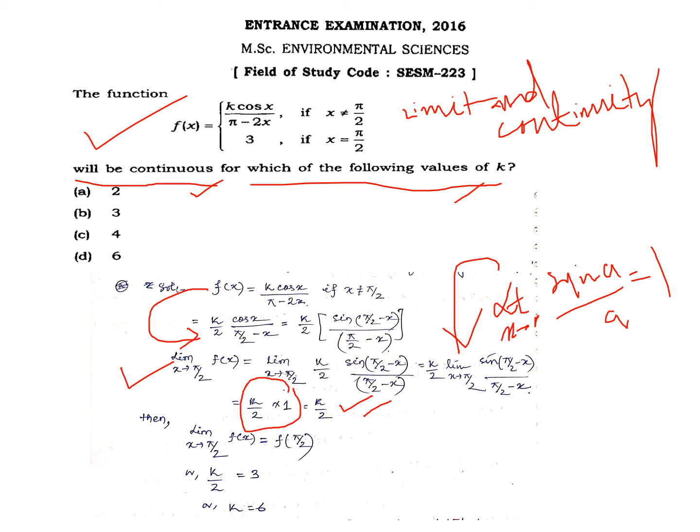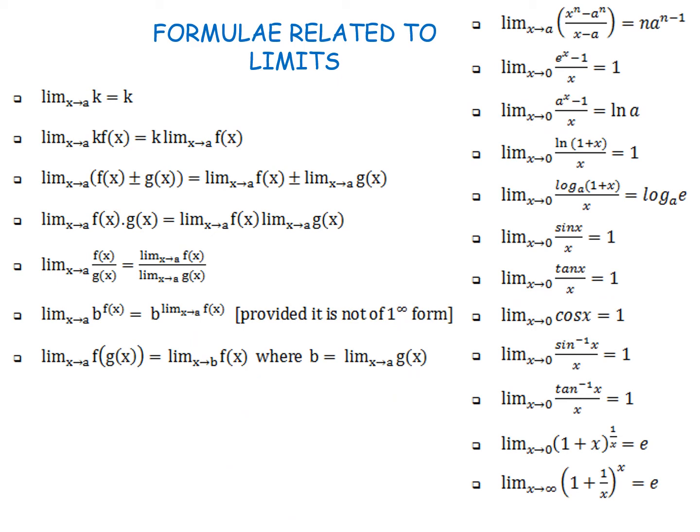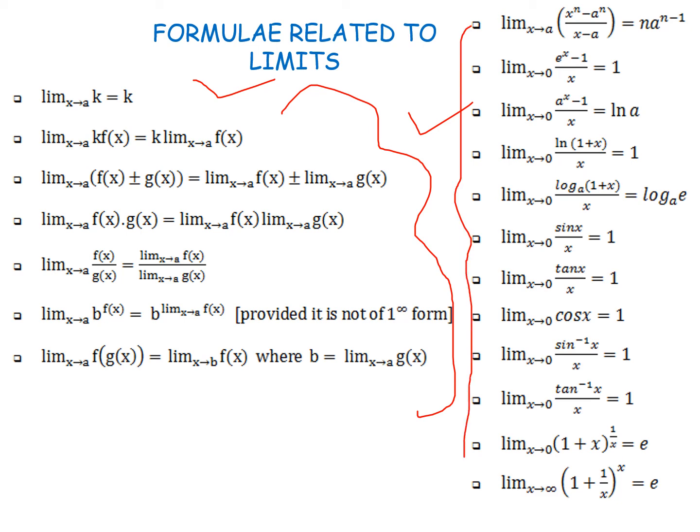If the function is continuous, we should know that the limit value is equal to the functional value. The limit value we have here is k by 2, and the functional value is given as 3. So the functional value equals the limit value, and the answer is k equal to 6. So before you go to the exam, you should remember this kind of formula according to limits. These are some identities related to limits. You should also remember these identities before attending the exam.